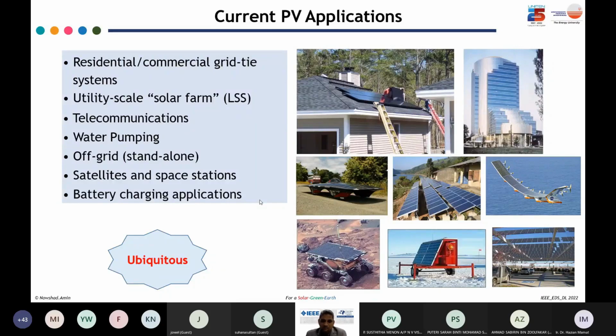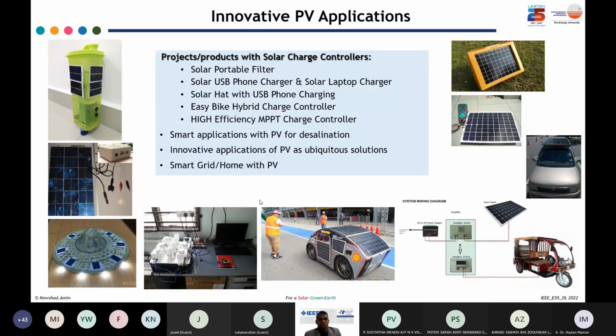That means wherever and whatever you need, we can power it up by solar cells as long as the sunlight is there. However, I'm going to show some of our innovative PV applications that we have made in our research in the past.